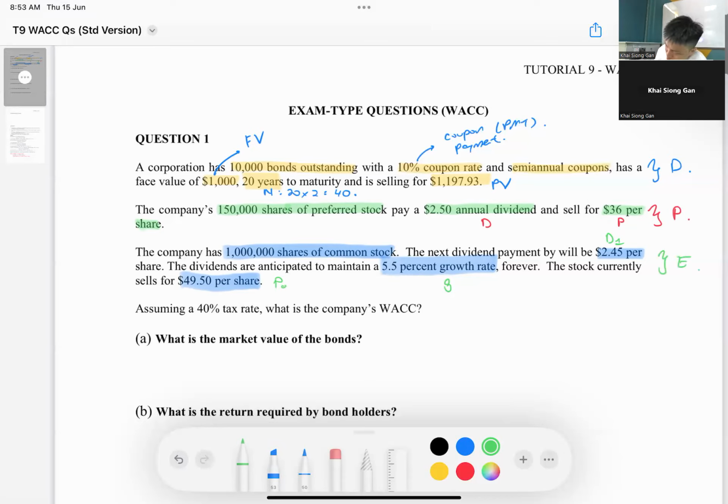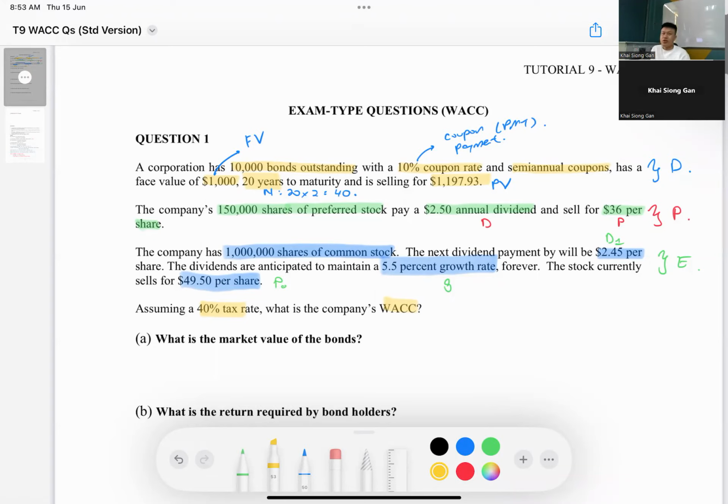Assuming the tax rate is 40%, what is the WACC? Trust me, this is why students usually can score, because if you can understand all these components already, you know how to put them into the formula itself, and without making any mistake, you can get full marks, 20 marks. Since it's 20 marks, will it come out in the exam? Yes, it will. So it's very easy to score.